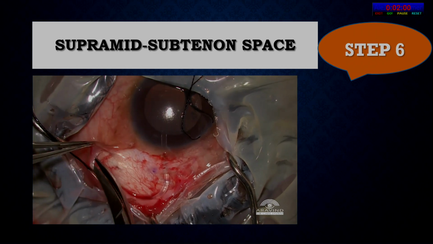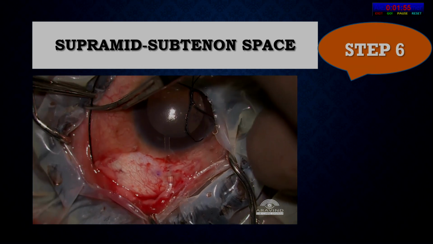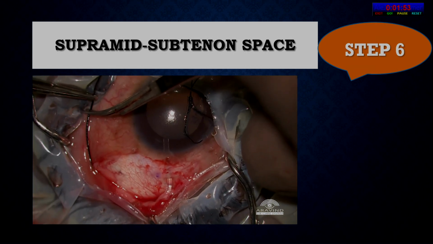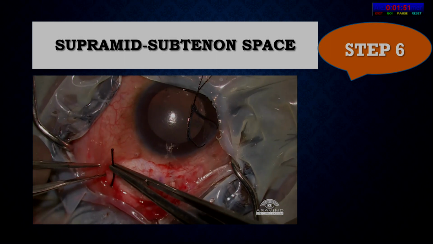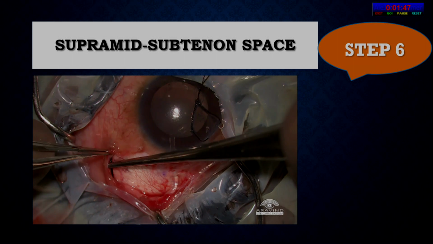Now placement of supramid stenting in the subtenon space. Supramid suture of adequate length is cut and it is placed in the subtenon space. Avoid placing it in the subconjunctival space because it may lead to suture exposure in the immediate postoperative period. And finally, the conjunctiva is closed.